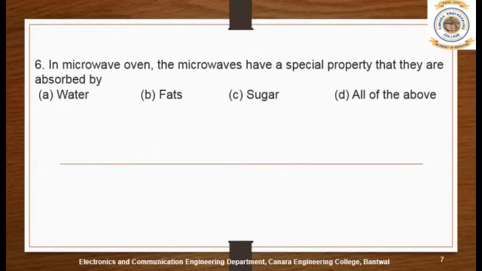In a microwave oven, the microwaves have a special property that they are absorbed by all of these, whether it is water, fat, sugar, whatever is considered here. So all of the above. That will be the answer for this.